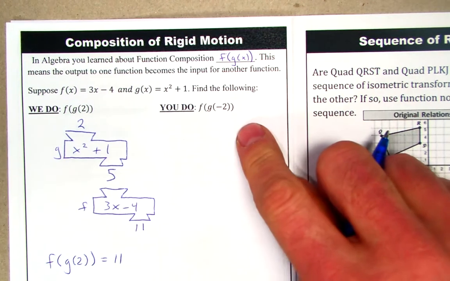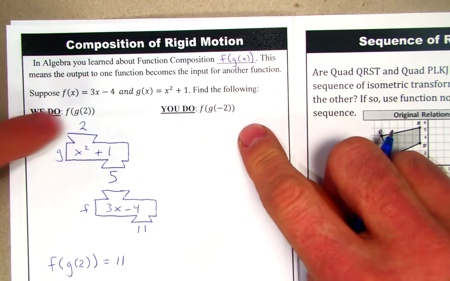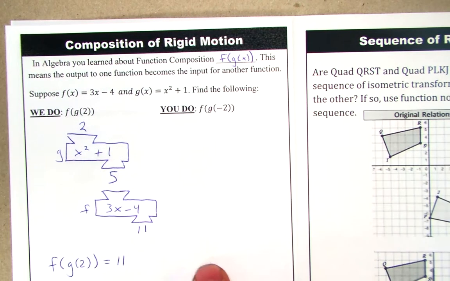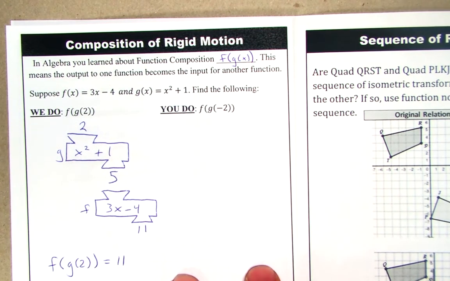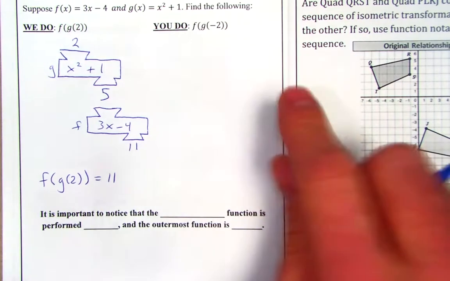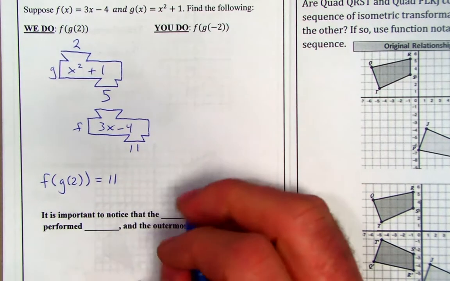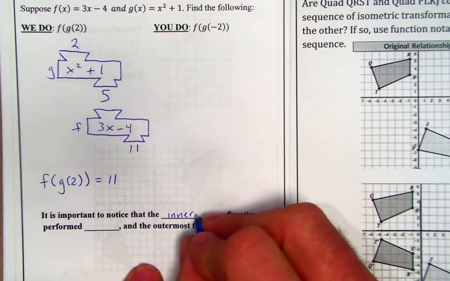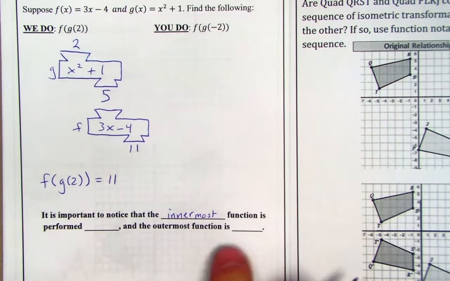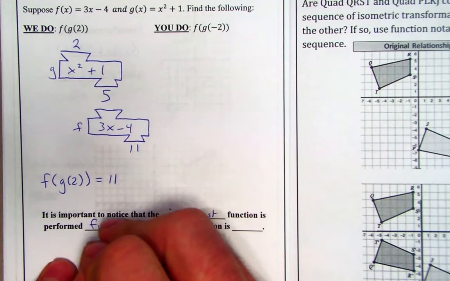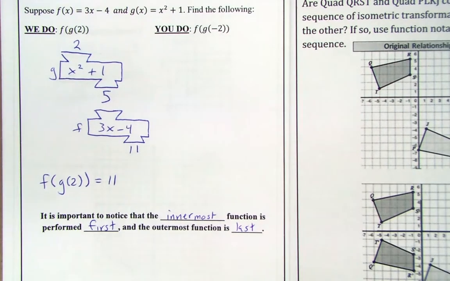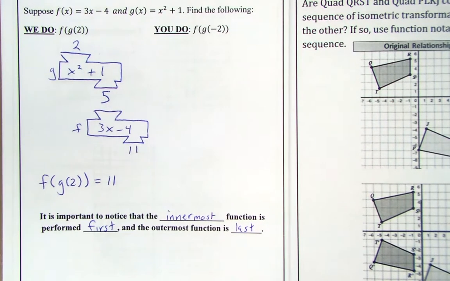Okay, so here I just want you to do f of g of negative 2. You can follow the same format. Negative 2 goes in, see what comes out, and then write your final statement below. And before you start, it's important to notice that the innermost function is the one that you do first. You work from the inside out. So the innermost function is performed first, and the outermost function is performed last. Okay, so do this, and then we'll talk about this question on page 7.